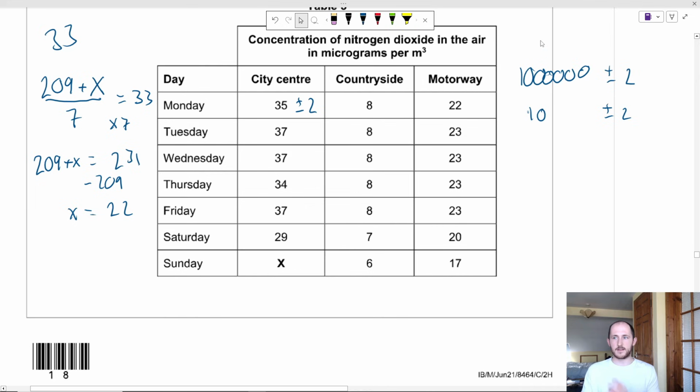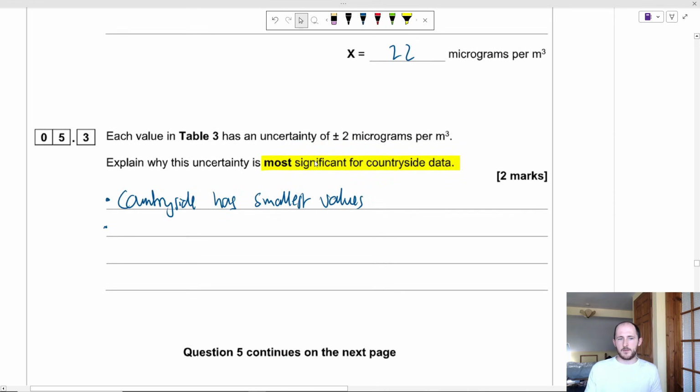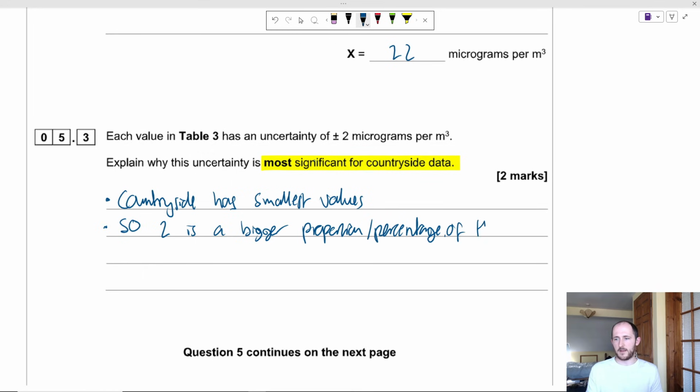So the reason why uncertainty matters more for smaller values is that it's a bigger proportion or percentage of the value. The uncertainty, which is 2, is a bigger proportion or percentage of the value. That's the overall idea. I hope that makes a bit more sense. Uncertainty is just related to real-world analogies, which is basically all I do with science. I relate it to some other analogy, and it tends to get me the right answer.